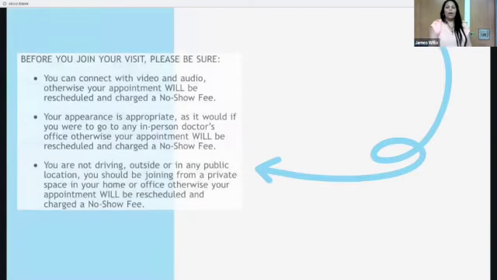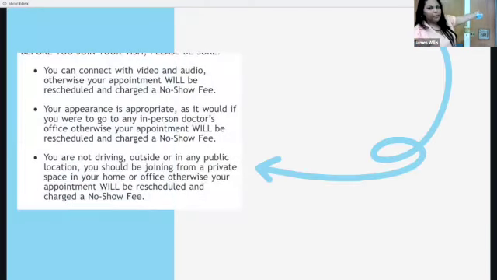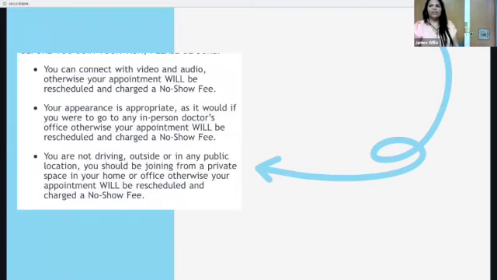So this is a copy of the guidelines for my own televisit confirmation. And so I'll let you read that for a second. I just screenshotted it.